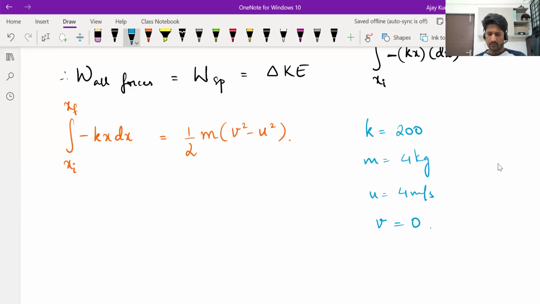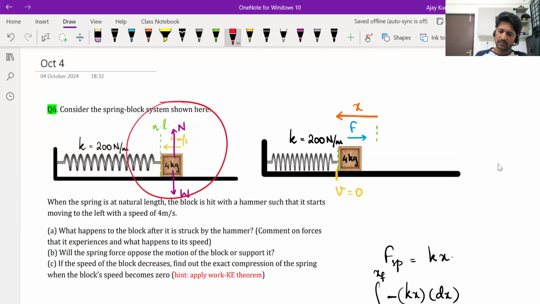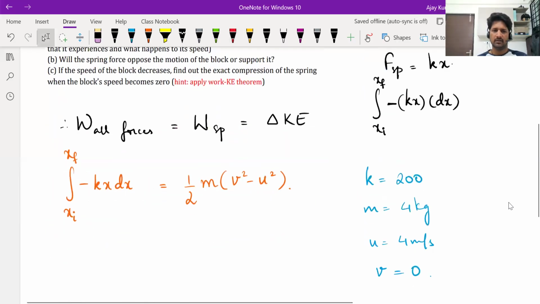And remember, initially, the spring was at natural length. When the spring is at natural length, how much is the initial compression or elongation? Anyone? Sir, 0. Okay, x initial is 0, x final is what you need to calculate. Can be done from this. Complete this, all of you. Make it fast.